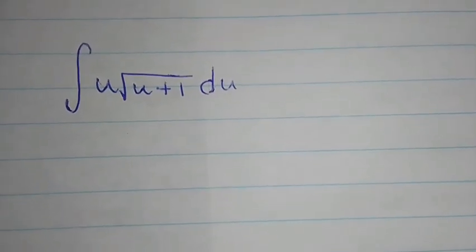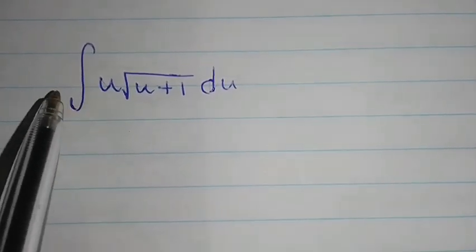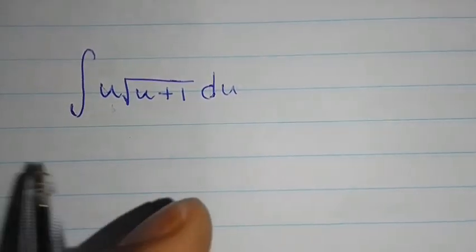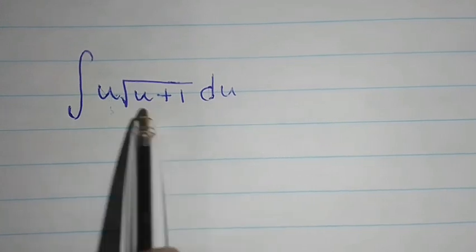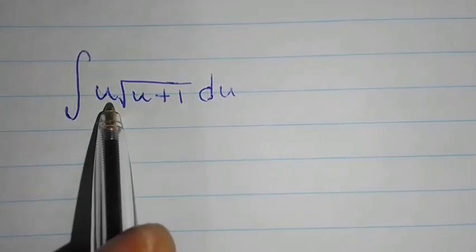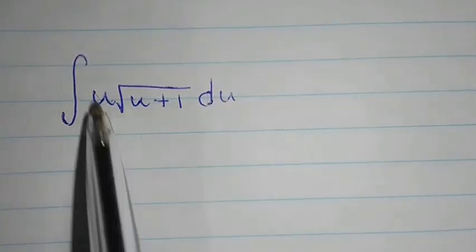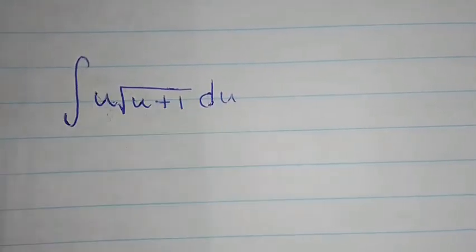Now, in this video, I'm just gonna proceed with u substitution. That's because substitution can be tricky sometimes. Let's look at this example. Now, in this example, you have u multiplied by the square root of u plus 1 du. So we need to evaluate the integral with respect to u.